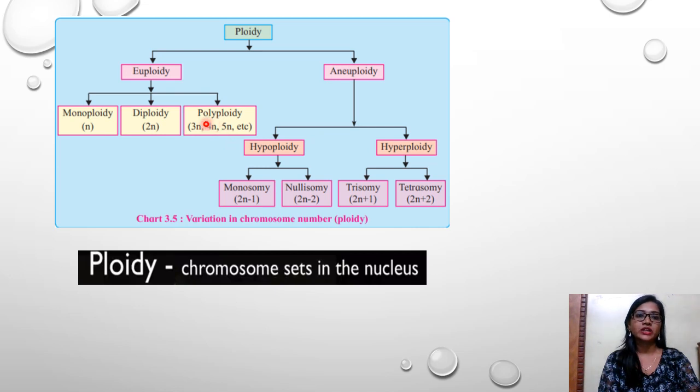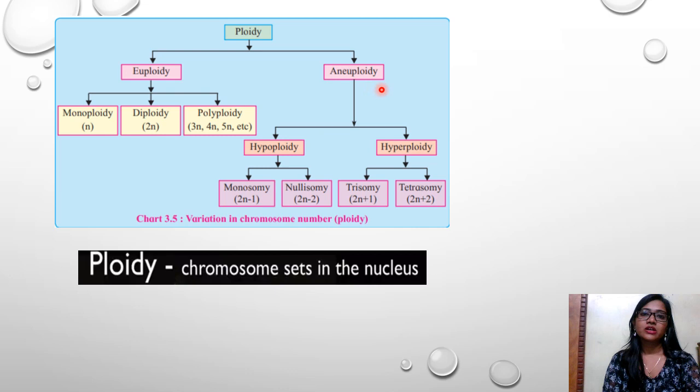If they are present, then that condition is known as polyploidy. While in the case of aneuploidy, this condition is the presence of an abnormal number of chromosomes in a cell. For example, a human cell contains 46 chromosomes. So instead of 46 chromosomes, if the human cell contains 47, or 45, means more than 46 or less than 46 chromosomes are present, then that condition is known as aneuploidy.